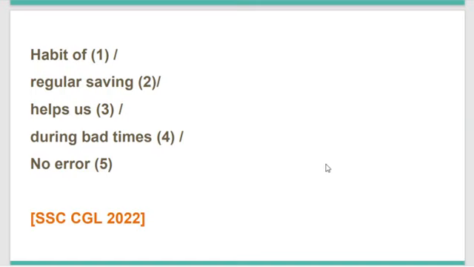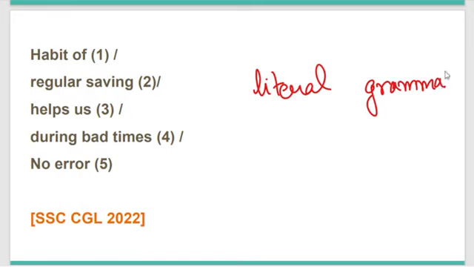So only dictionary meaning will not help you. We have to have the idea of the literal meaning, that is the dictionary one, and also the grammatical meaning. Both are very much necessary to answer our questions. Okay. Let's read the question then.